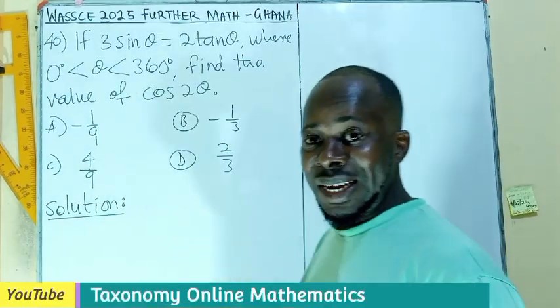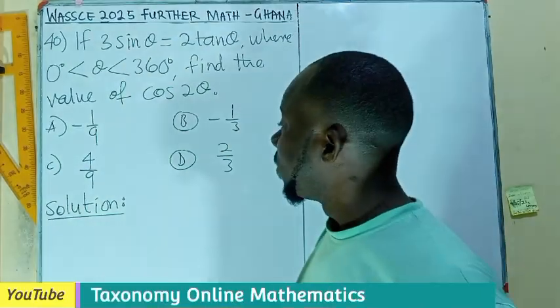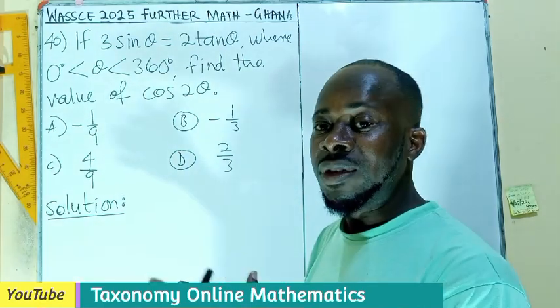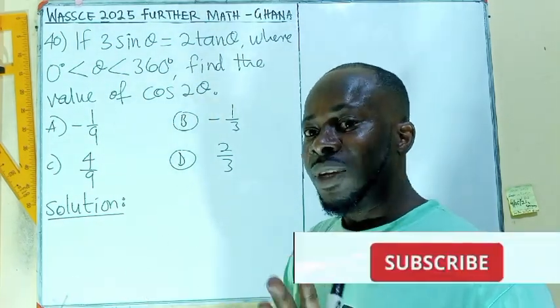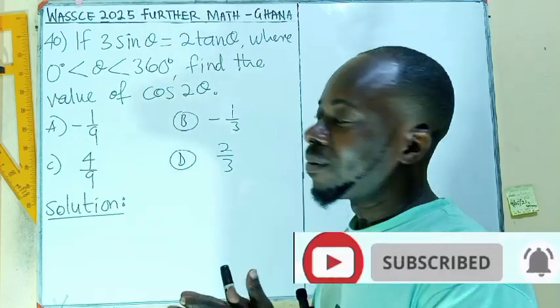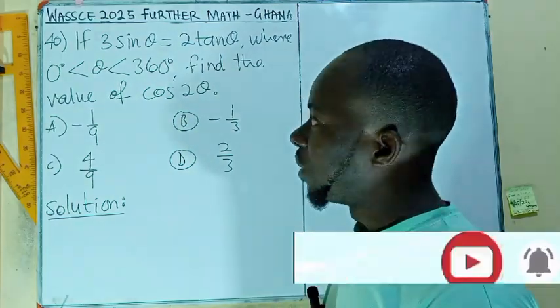The last question in the series of WASSCE 2025 Further Mathematics for Ghanaian Students. This is question 40 in all the series we are doing. We started from Section B. Now we are at the end of it. And this question is on trigonometry.